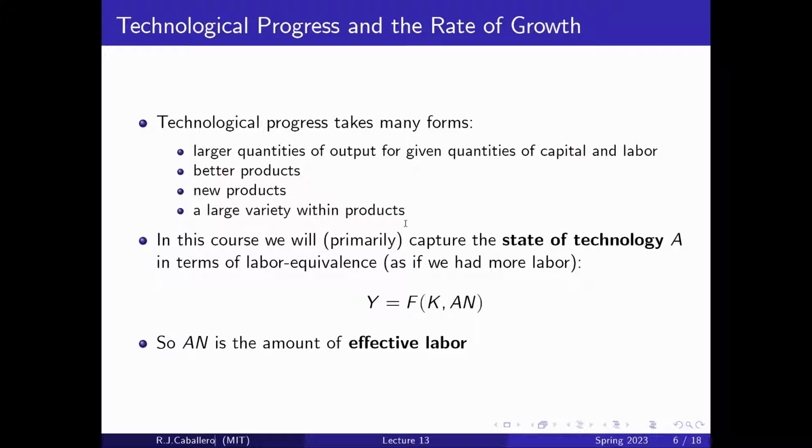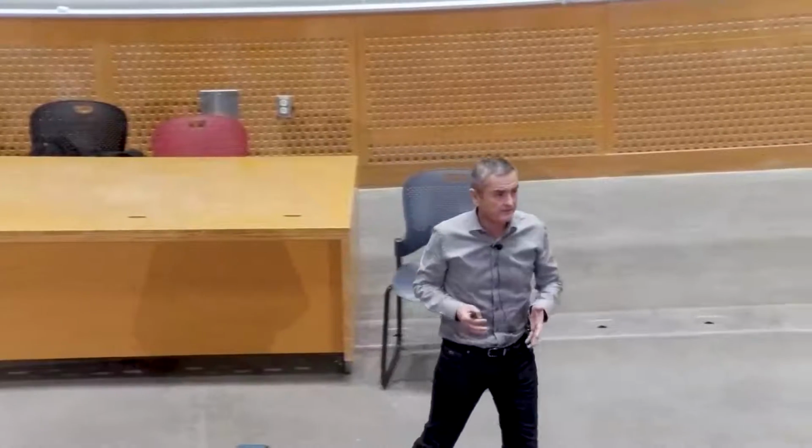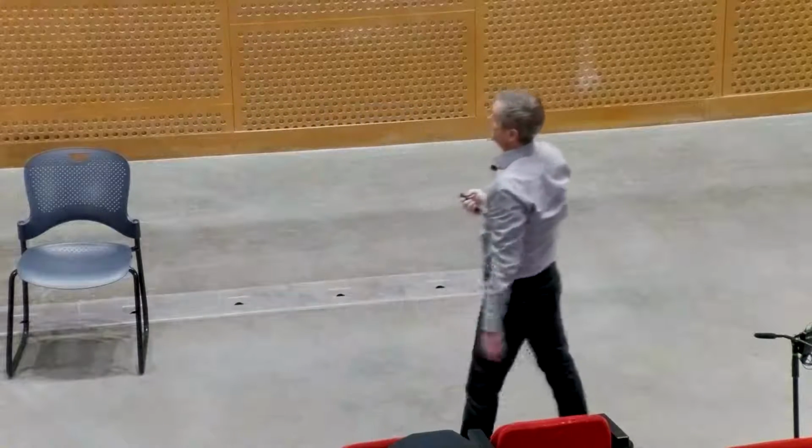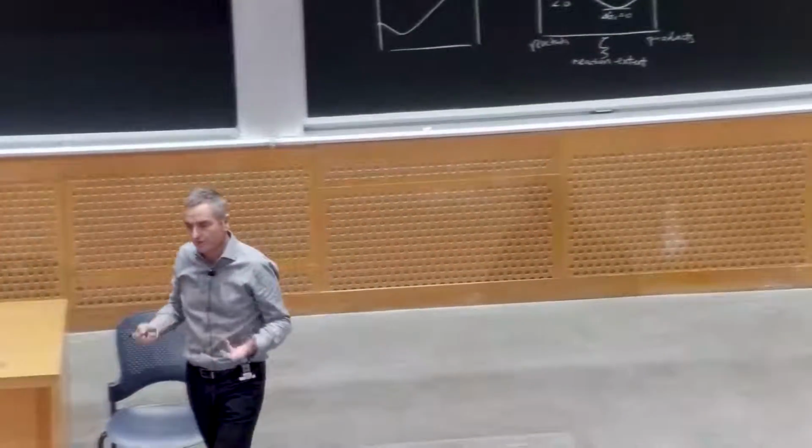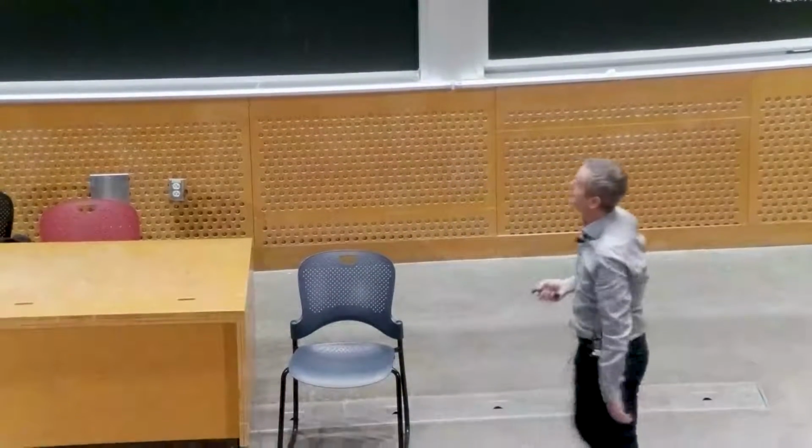Now, in practice, technological progress takes many, many forms. At the most basic level it means that you can produce larger quantities of output, and that's really the meaning we're going to have here. Larger quantities of output for the same amount of capital and labor. Okay? So you have 10 machines, 10 workers. Technological progress means you used to produce 12 units, now you're going to produce 14, 15, and so on and so forth. That's one of the main ways technological progress shows up. We can do more with the same, if you will.